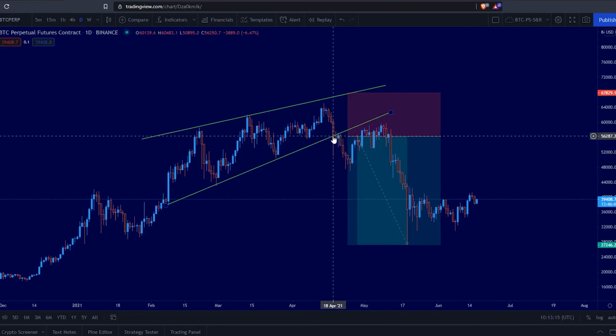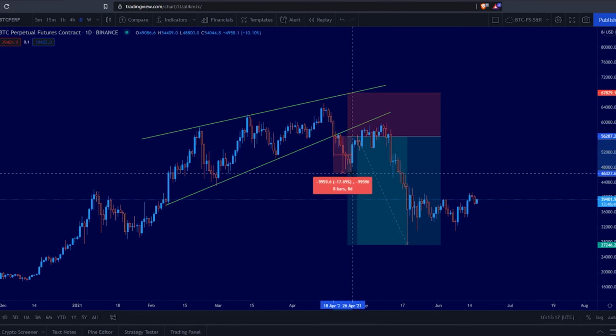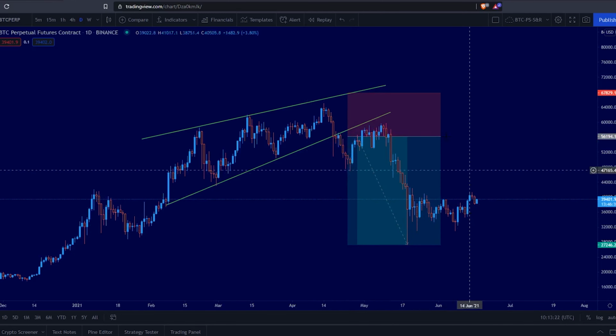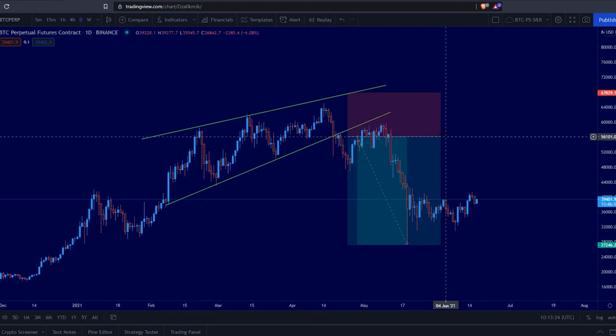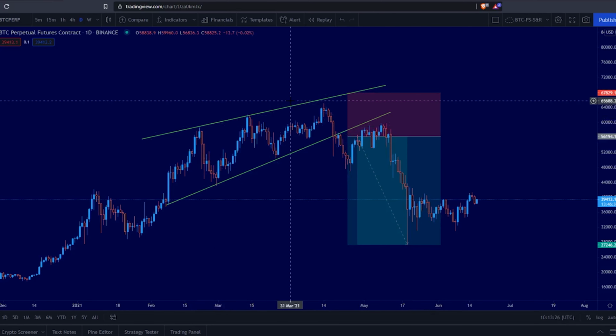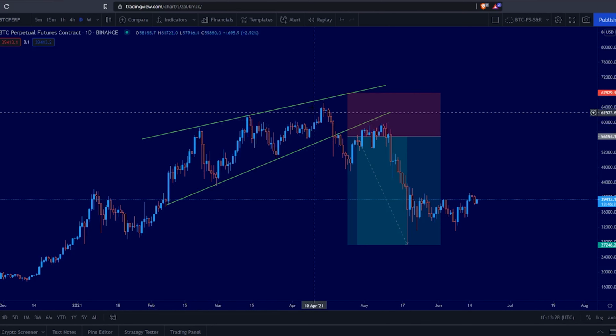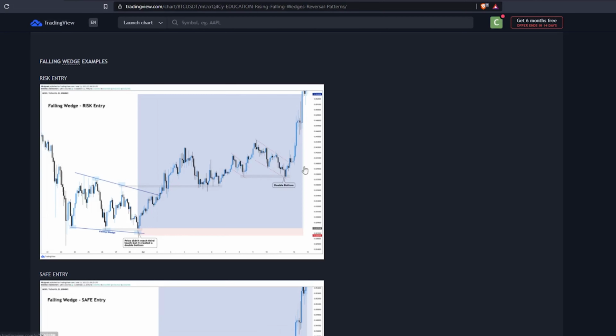And if you didn't and you jumped in on the safety based on what we've just discussed, you still would have got 16%. So it's still a big move over 7 days. That is a rising and falling wedge reversal pattern. Hopefully that gives you a good overview of what to look for.